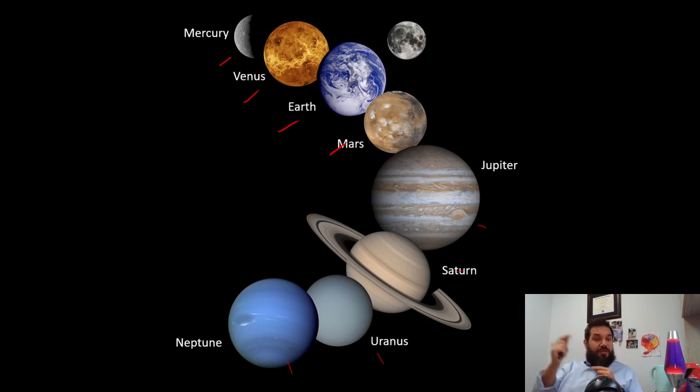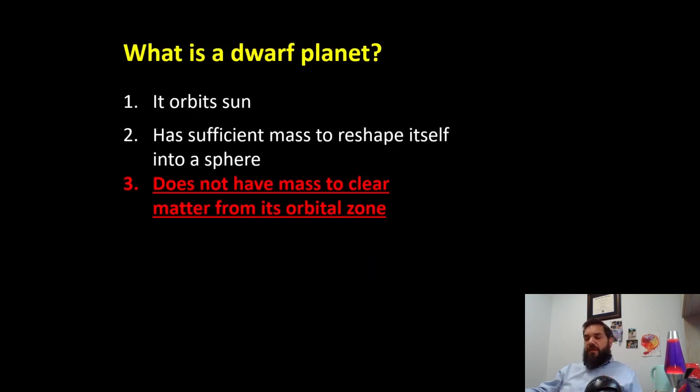Make sure also you know the difference between the terrestrial and the Jovian, okay? Terrestrial are the Earth-like planets. Jovian are the larger gas giants. They're very different in composition. We'll go over all those things later.